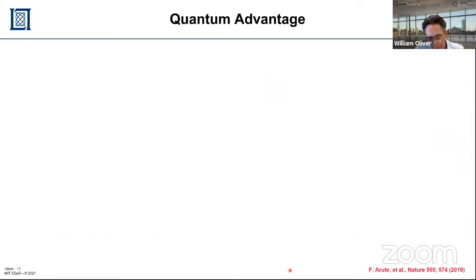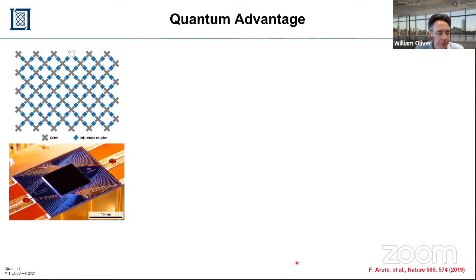So we saw earlier the Sycamore chip, and that's shown here. This is from Google, and arguably the first demonstration of quantum advantage, or quantum supremacy as they called it. And what you see here are 53 qubits with tunable couplers in between the qubits, and those are basically to turn on the interactions between the qubits.